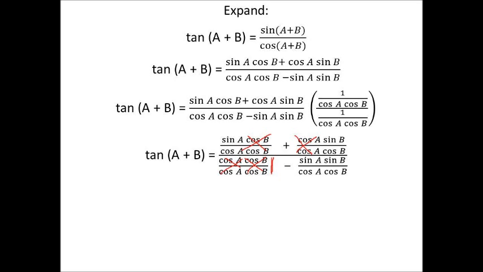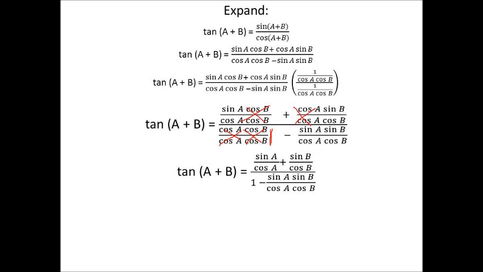The next thing we're going to do is look and see, okay, cosine B over cosine B will cancel, cosine A over cosine A will cancel, and then look at the denominator. You have cosine A cosine B over cosine A cosine B. We know that anything over itself is 1, so that cancels to 1. Then we have a bunch of sine over cosines, and those can revert back to tangents.